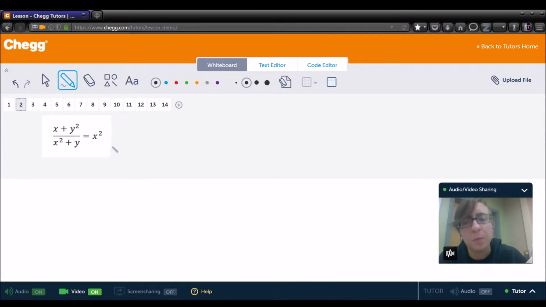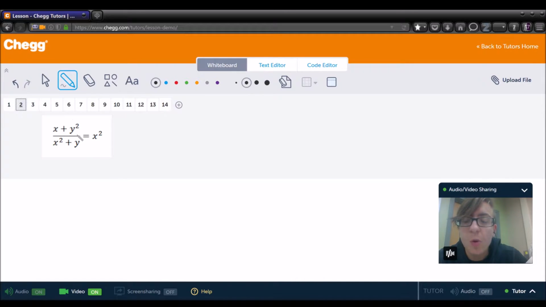So let's try a problem. We have (x plus y squared) over (x squared plus y) equals x squared. The reason why this is implicit is the fact that y is on the same side as x. It's not directly saying, hey, find the derivative of y in relation to x, like if you had y equals x squared plus 2 or something like that. So whenever you have your y's with your x's, you know you have to take an implicit derivative.